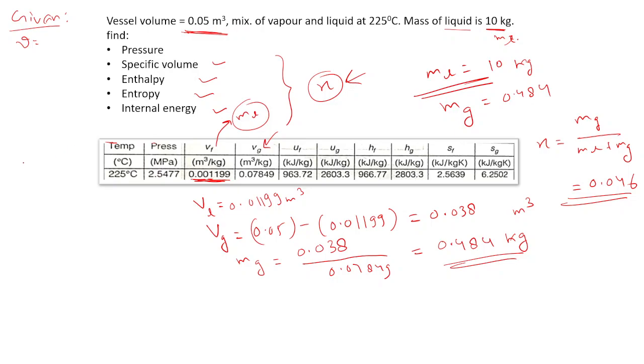So it is in between. This is the dome. So it is in between this. So the pressure would be this, right? Saturation pressure. The constant pressure line is this. So the pressure we can simply write as 2.5477. Now you can find the specific volume, right? Because we know the value of x.